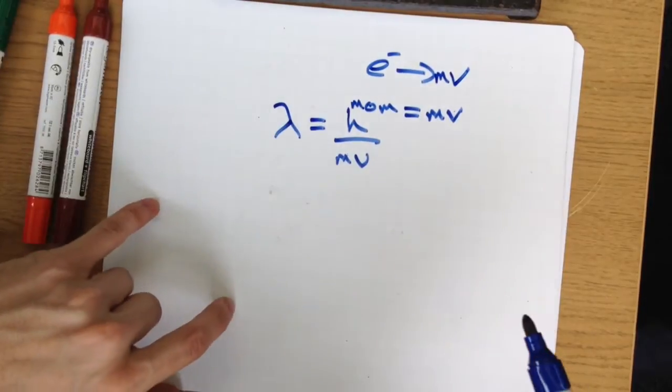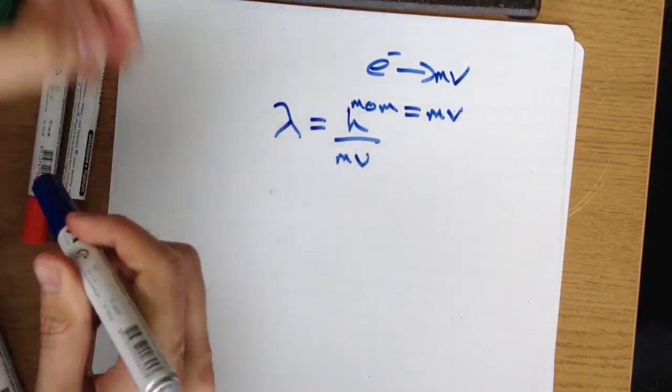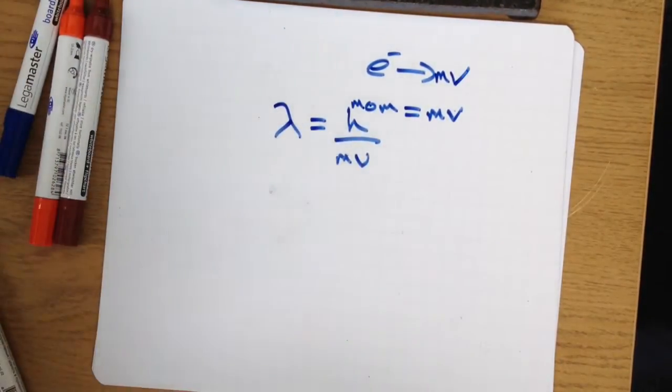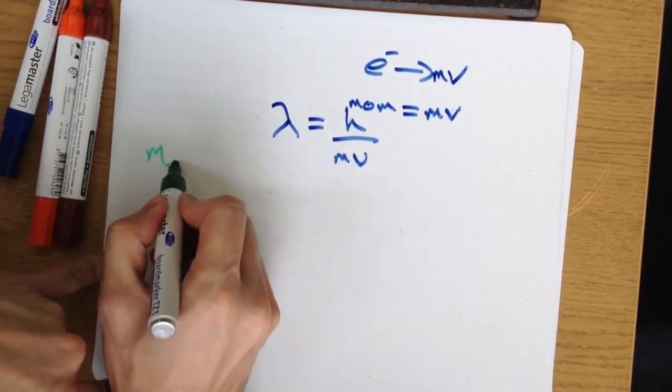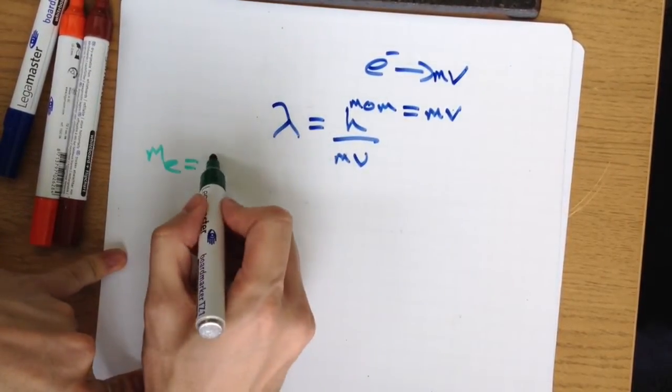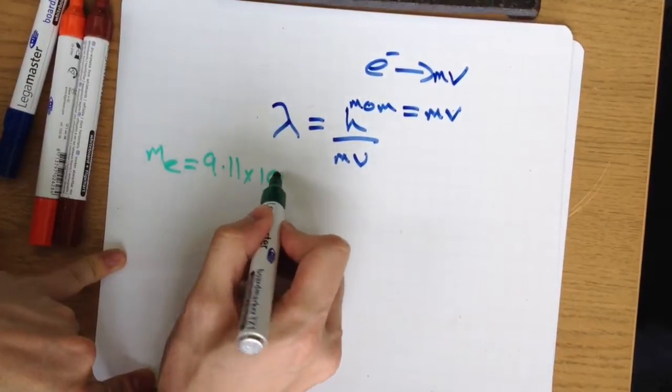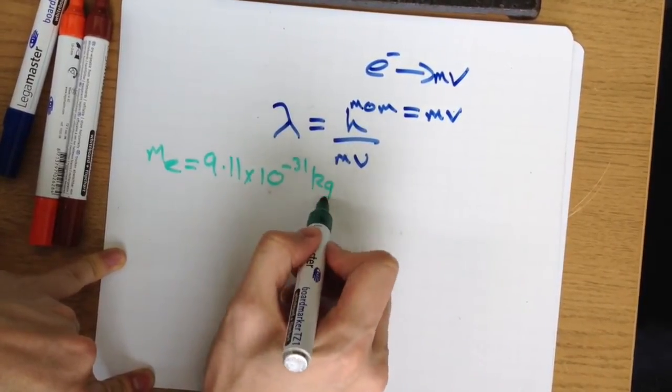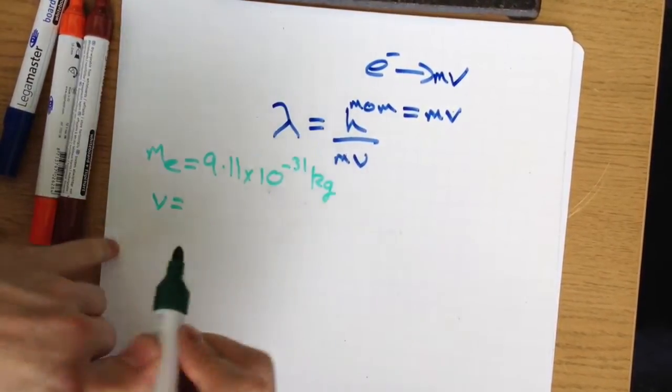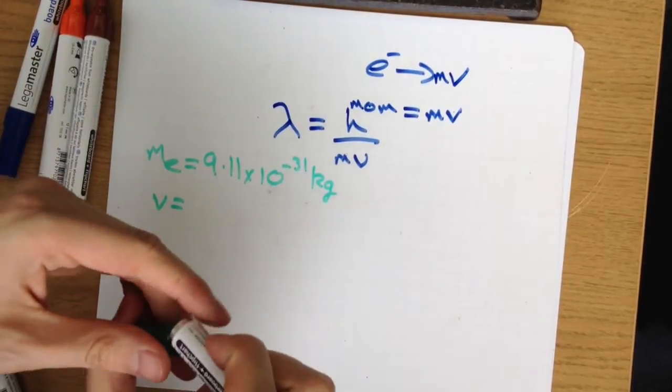All right, so if we do an example, the mass of an electron, what did we just decide it was? 9.11 times 10 to the minus 31. Good. And let's pick a velocity for an electron, relatively quick.